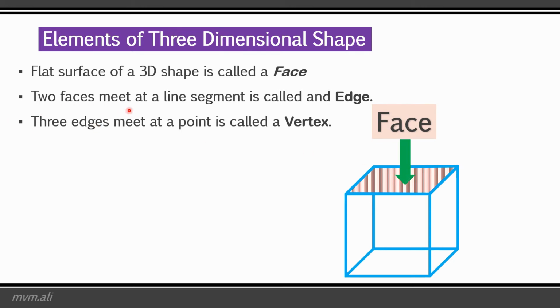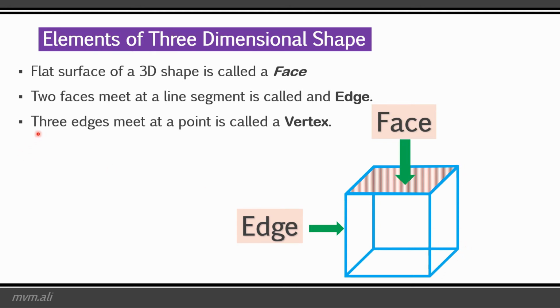And where two faces meet at a line segment is called an edge. Here you can see that this is one face and this is another face. Clear? And these two faces are joined by this line segment which is called an edge. So this is an edge, this is an edge, this is also an edge.